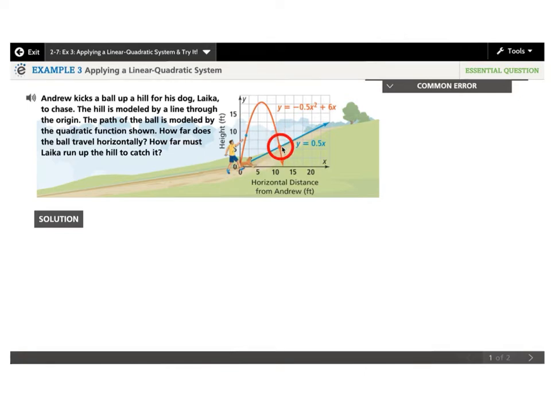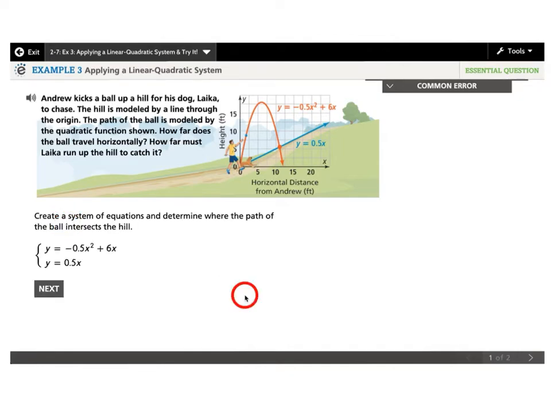So it's really asking for the solution of this point. How far the ball travels horizontally is the x value. How far must Laika, the dog, run up the hill? That's interesting. So I need to know this length on the hill. And I can know that if I know that this is a right triangle here, if I know the length of the 2 legs, which is x and y. And then I can use the Pythagorean theorem. Okay, so that's the thought process before you begin to solve.